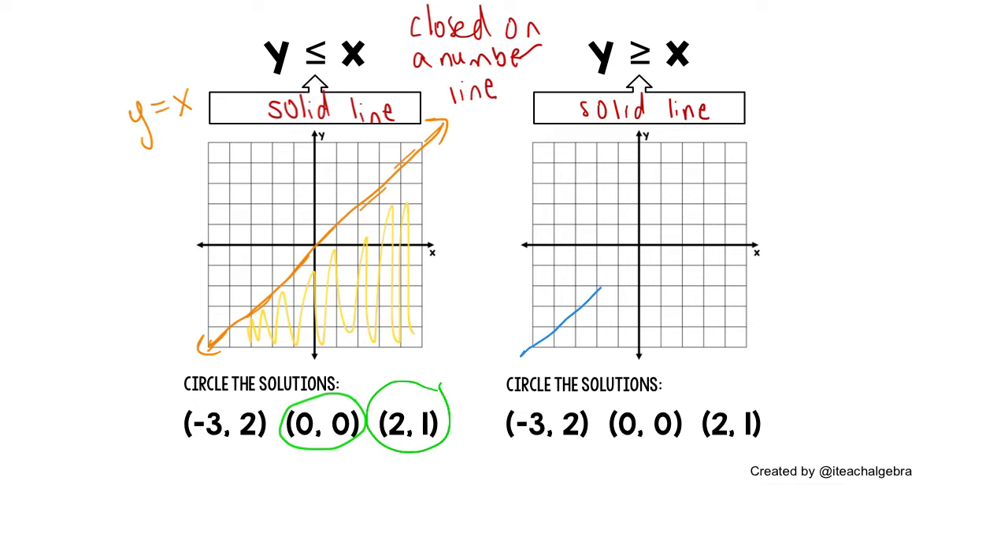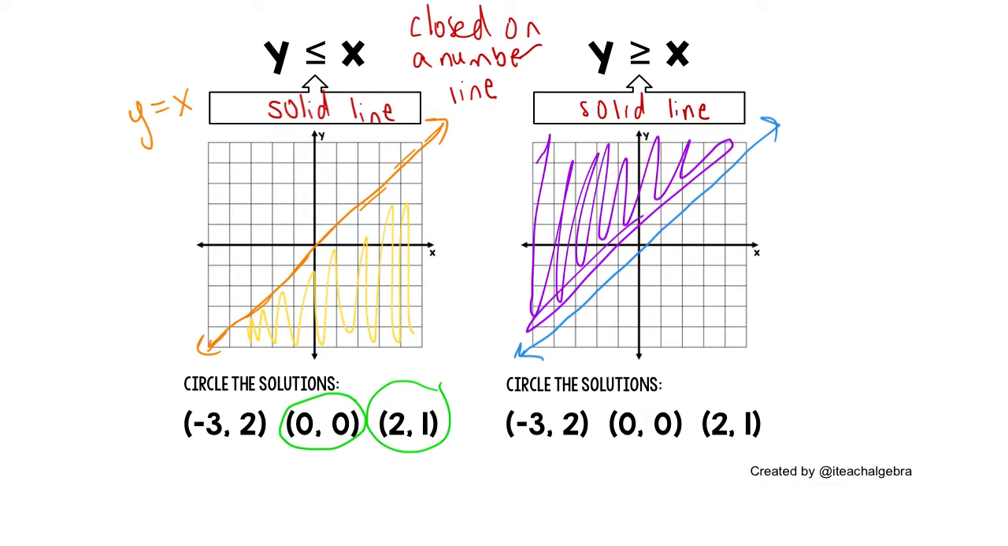Let's do the same thing for y is greater than or equal to x. We're going to graph this same line. Again, it's solid. I'm going to get it right the first time this time. With greater than, though, we're going to be shading above the line. So I'm going to shade up here.